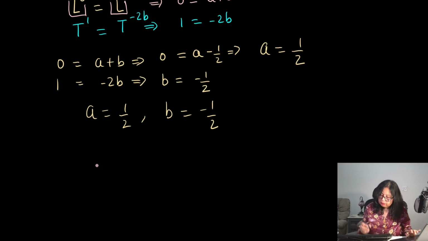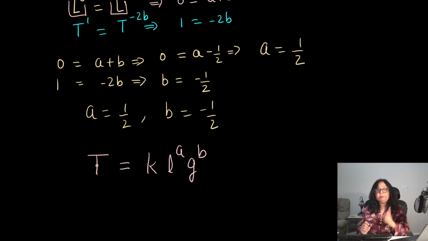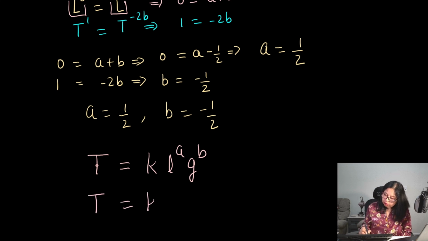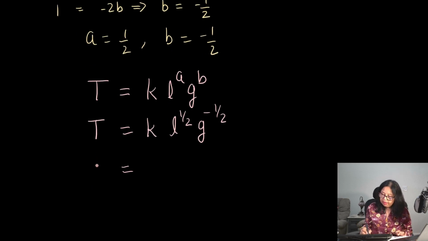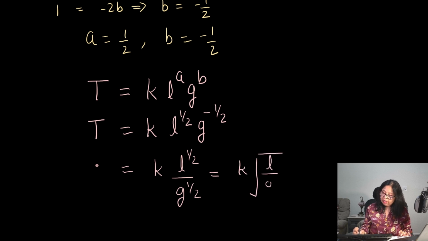What was my equation? My equation was t equals k times L to the power a times g to the power b. And my goal was to determine a and b, which I have now. So t equals k times L to the power a, which is 1 half, times g to the power b, which is minus 1 half. How else can I write this? I can write this as k times L to the power 1 half over g to the power 1 half. And this is equal to k times square root of L over g.